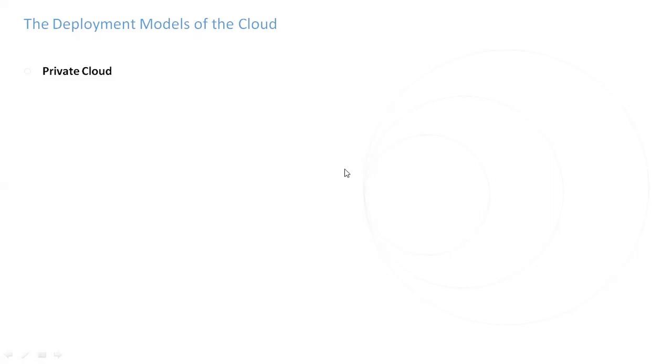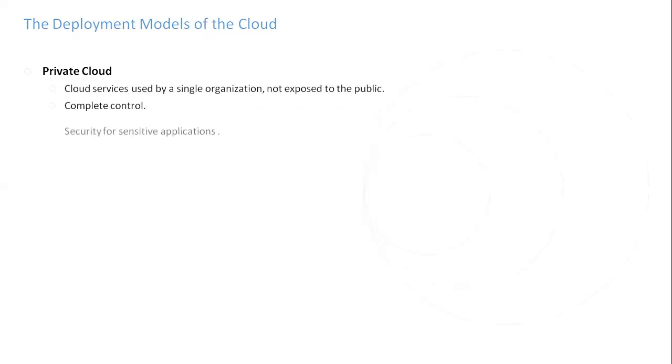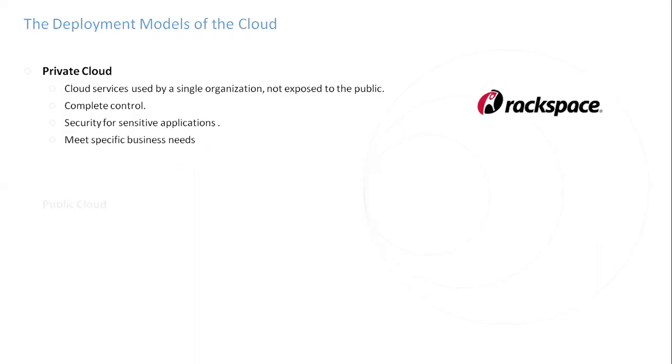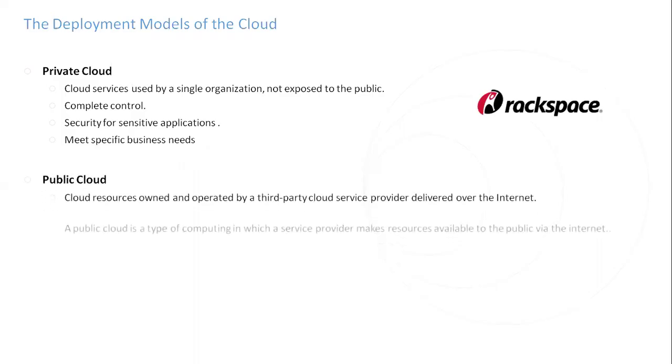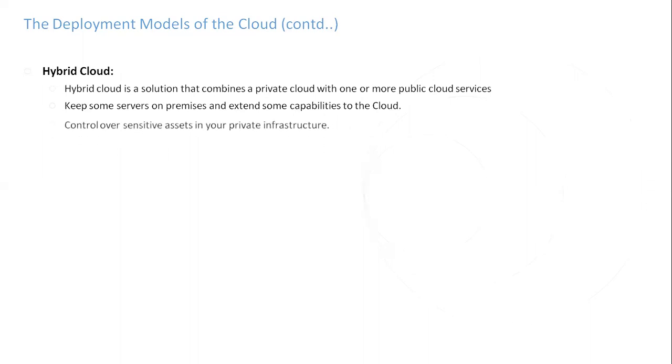Cloud computing provides different deployment models. One is a private cloud, second one is a public cloud, third one is a hybrid cloud. So there are different types of cloud models available. Let's understand the different cloud models. First one is the public cloud.